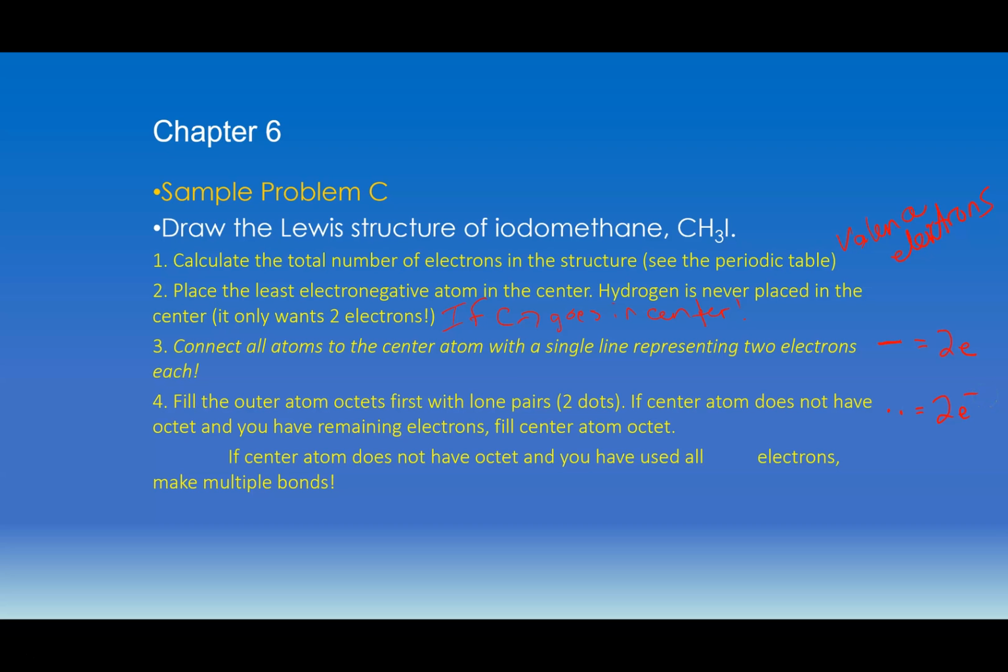The very last instruction is one that we're going to cover in the second structure that we draw today, which is that if the center atom does not have an octet and you've used all of the electrons, then you have to go back and make a double bond.